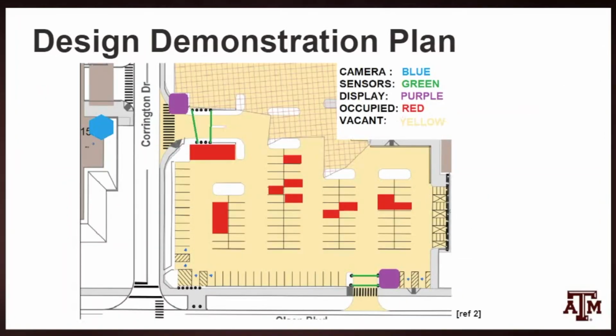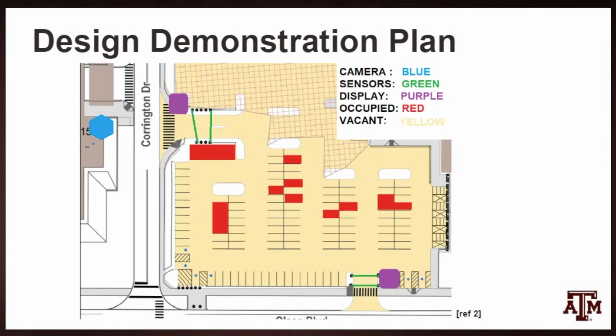For our design demonstration plan, as you can see, there's a camera right here, which is going to give us the live feed. And the red just means that it's occupied and the yellow is vacant. So the way it's going to work is there are 2 entrances. Let's say a car enters from this side. It will go through a sensor, which is going to trigger the camera to start taking pictures, or my program to start taking pictures of that live feed. And then I'll send those pictures to the ML program, which is going to go through it, and it'll find which spot was taken or which spot is still vacant.